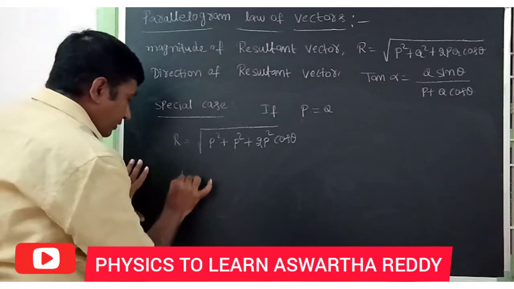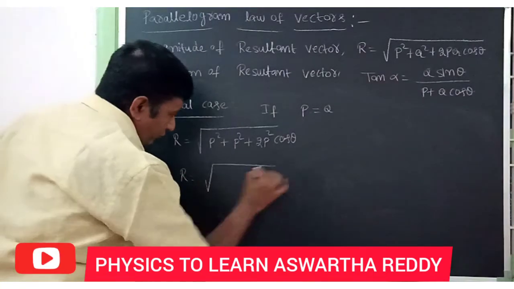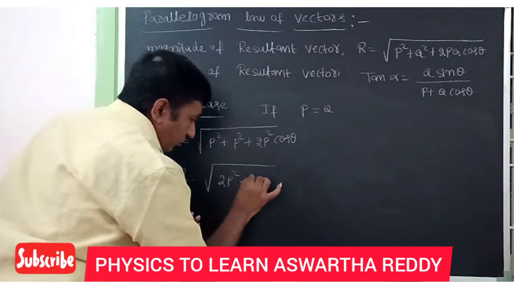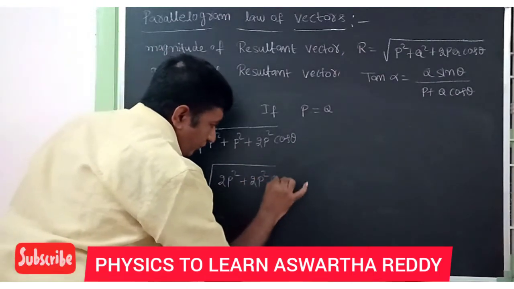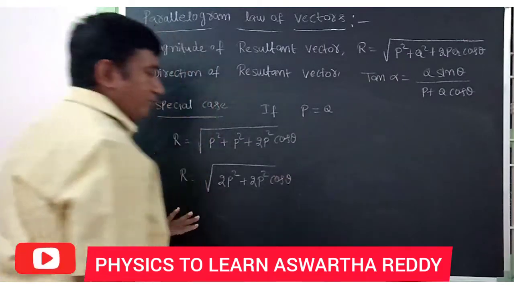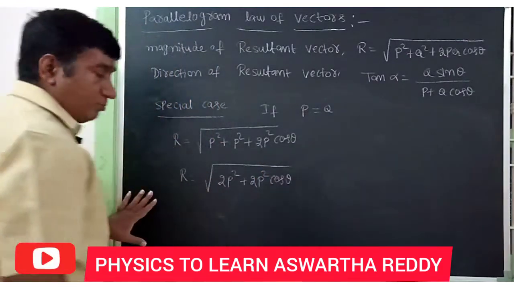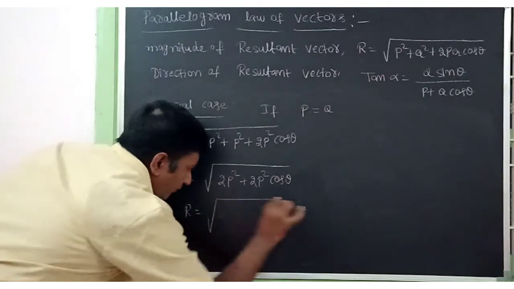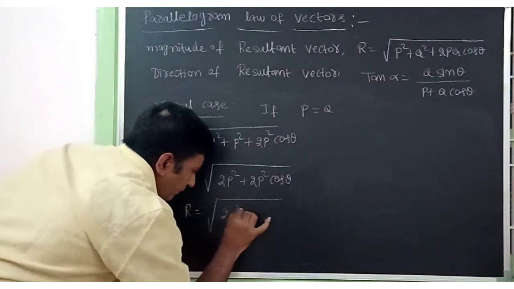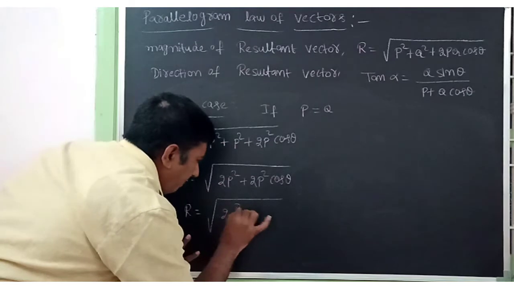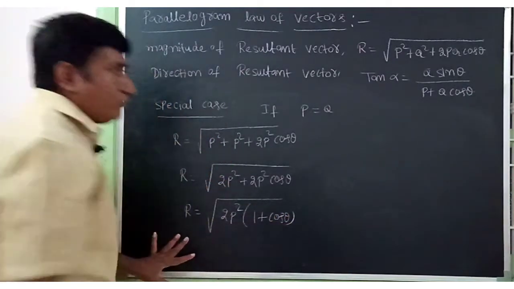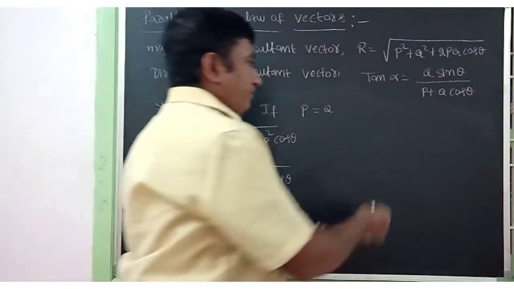So with the help of this, r vector is equal to root of 2p square plus 2p square cos theta. By taking 2p square as common, r is equal to root of 2p square into 1 plus cos theta. So what is the value of 1 plus cos theta?